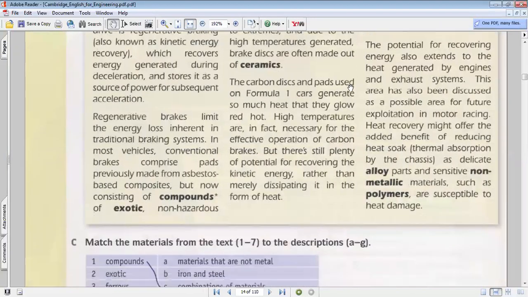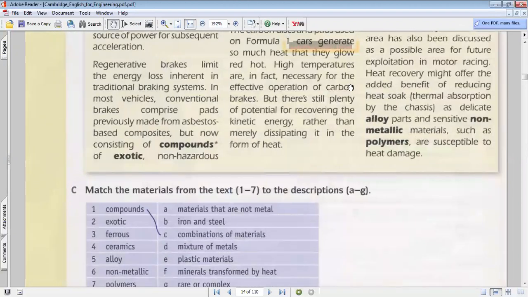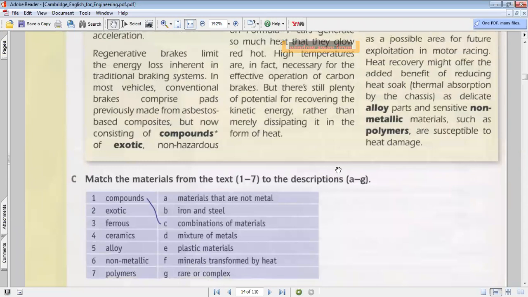Is there a question? Yeah, let's see if the whole page is required or not. Yes, the whole page is required. So let's match the words and their meanings. As I told you, we have two comprehension passages in the exam. One of them is from the book, a seen passage, and the other is unseen. So they might bring an extract from this passage or any other passages that we have discussed and read. Match the materials from the text from 1 to 7 to the descriptions.